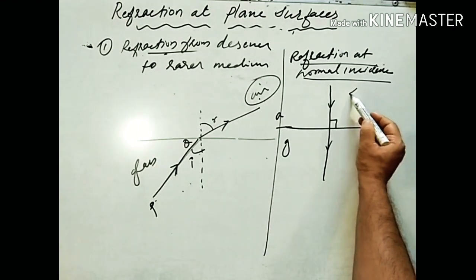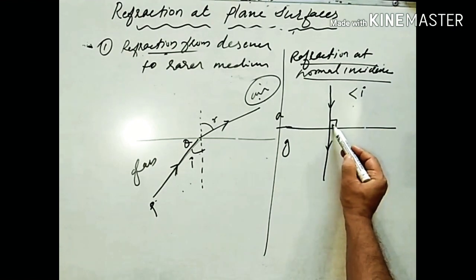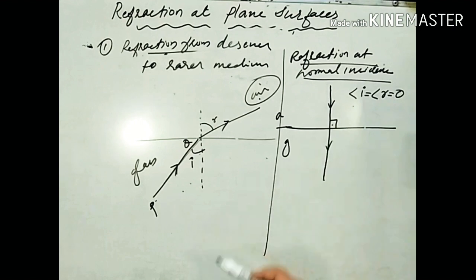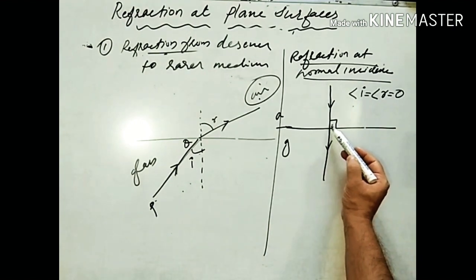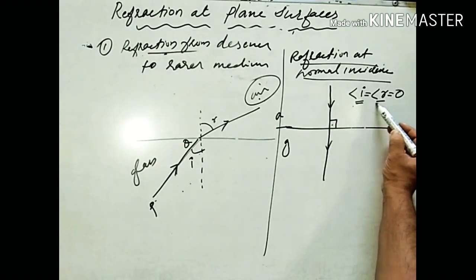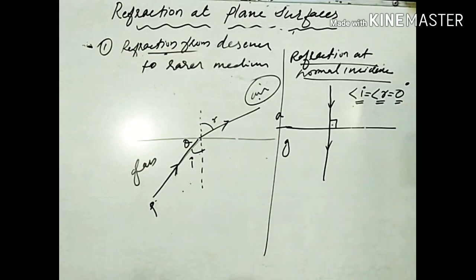What is the angle of incidence here? The angle of incidence is not equal to 90 degrees. The angle of incidence and the angle of refraction are equal to 0. This we call normal incidence. There is no angle between the incident ray and the normal. It is 0. So the angle of incidence and angle of refraction are equal to 0 degrees. It's not 90 degrees. Please note that. Students usually get confused with these facts.